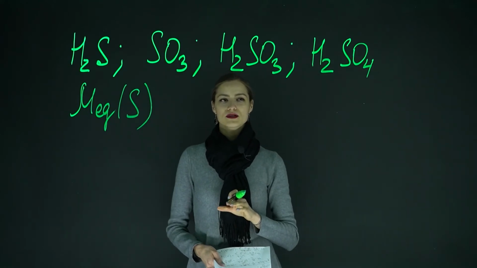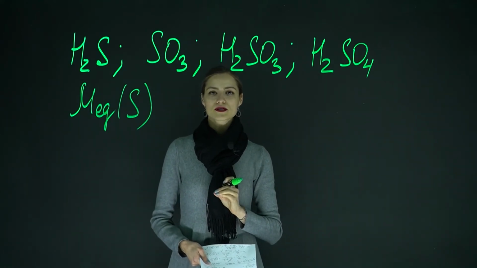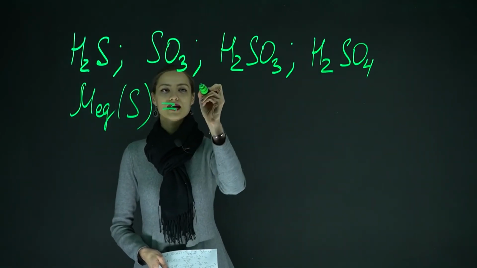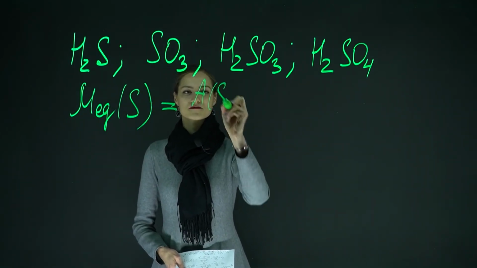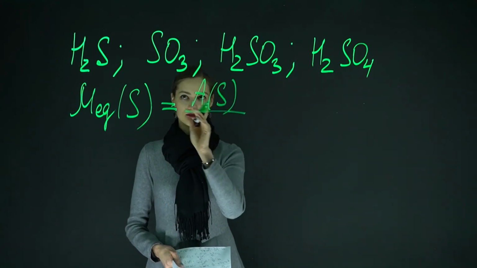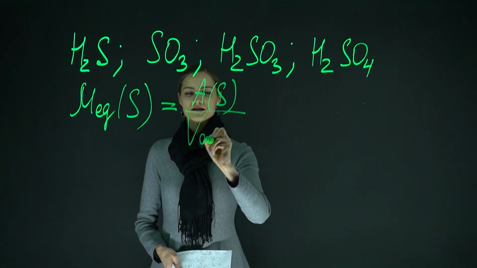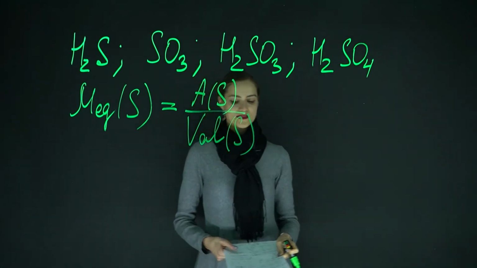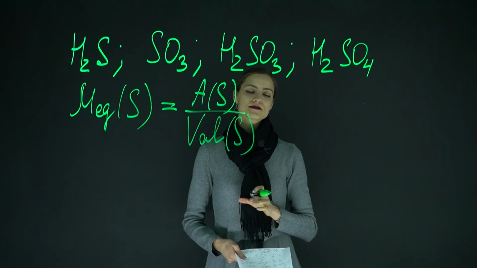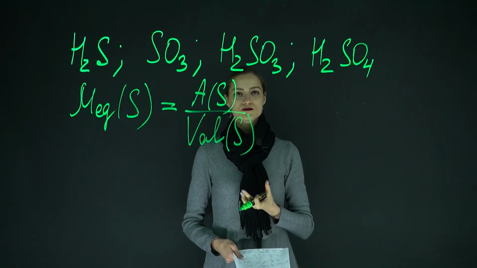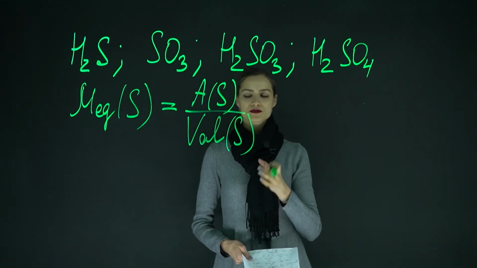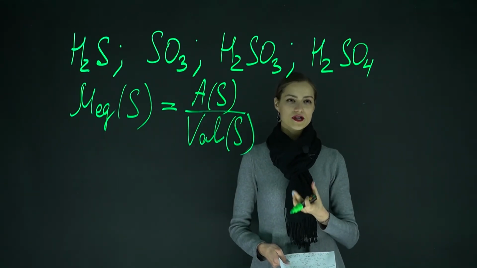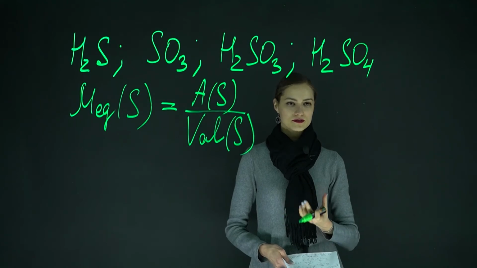As you already know, we can calculate equivalent mass for a simple substance or pure element as the atomic mass, for sulfur in this situation, over the valency of this element. But sulfur has different valencies, and to determine which valency exactly we use in these calculations, we need to know which substance reacts in our example.